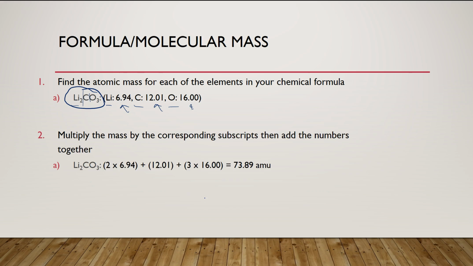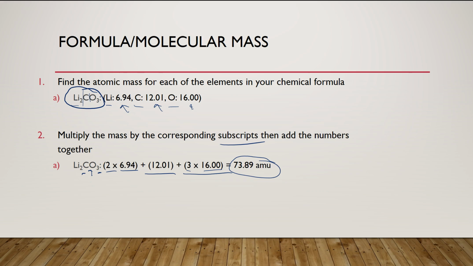The next step then is I'm going to multiply the mass by the corresponding subscript. Now keep in mind, subscript refers to these little numbers here. All right, so in fact, I don't just have one lithium, I have two lithiums. So I'm going to take the mass of lithium times 2, plus the mass of 1 carbon in this case, plus the mass of 3 oxygen. So I have to multiply the mass of oxygen by 3. I add those up and I should get 73.89 atomic mass units. So that would be the formula mass of lithium carbonate.